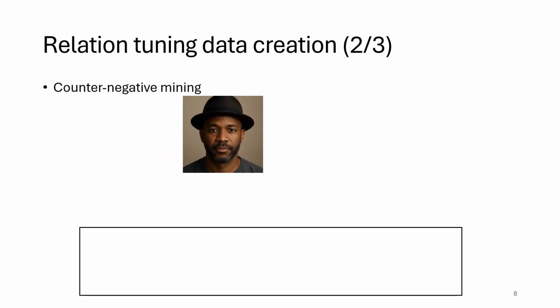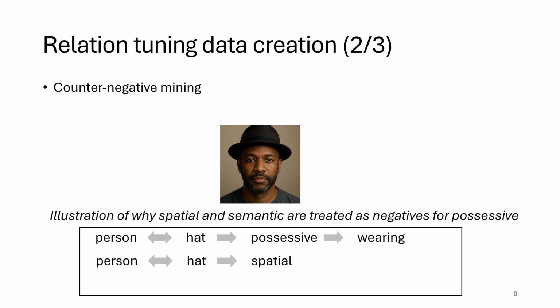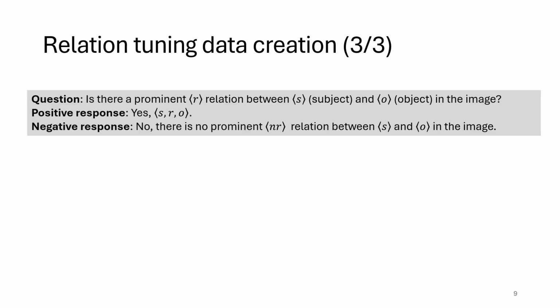Let's see an illustration of why spatial and semantic are treated as negatives for possessive. For the given image, person and hat have a possessive relation, wearing. Here the spatial orientation is implicit, while action verbs are less relevant, as possession describes a static state. This leads to our final question-response template.